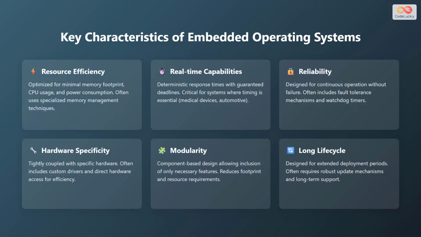Key characteristics of embedded operating systems. First, resource efficiency. These operating systems are optimized for minimal memory footprint, central processing unit usage, and power consumption. They often use specialized memory management techniques. Second, real-time capabilities. They provide deterministic response times with guaranteed deadlines, critical for systems where timing is essential, such as medical devices and automotive systems.